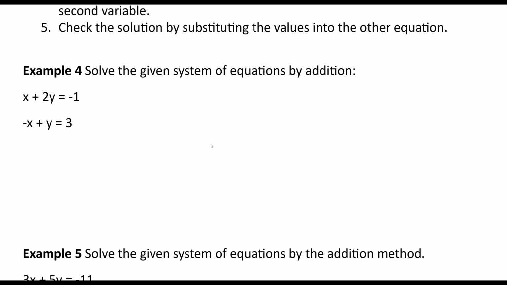So here's a good first example. We have x plus 2y is -1, negative x plus y is 3. Notice we have x and negative x. If we add those together, x and negative x goes away. 2y plus y is 3y. Negative 1 plus 3 is 2, and we divide by 3. y equals 2/3.